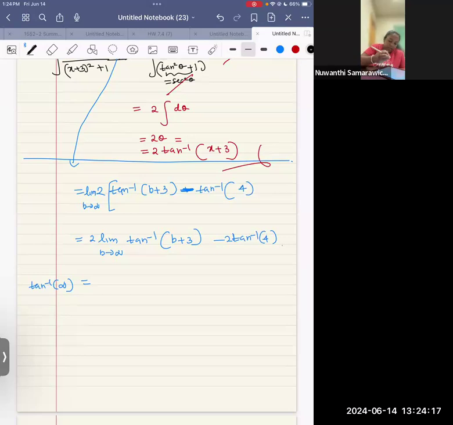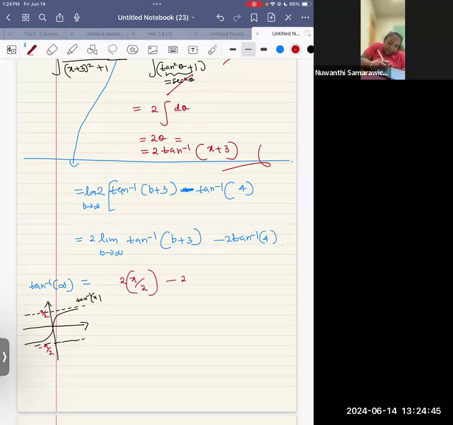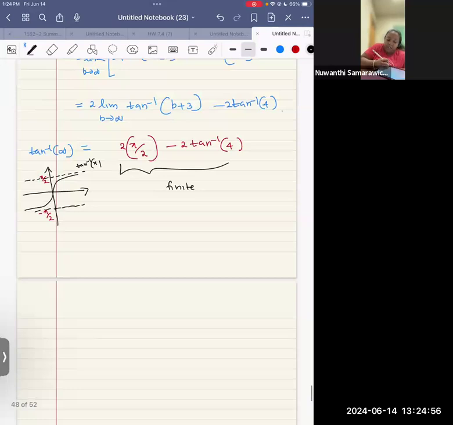Pi over 2, yes, very good. So you can use the tangent inverse graph. So this is like this. Here, this horizontal axis is pi over 2, negative pi over 2. So when b goes to infinity, that means this whole thing is pi over 2 and then minus 4. Okay, you see this whole thing is a finite number, right? Finite number. So what can we say about the integral?